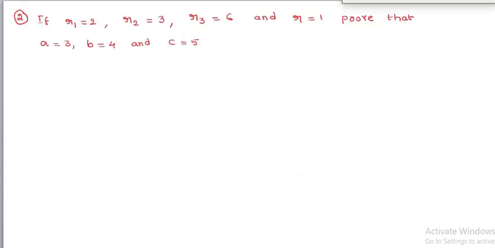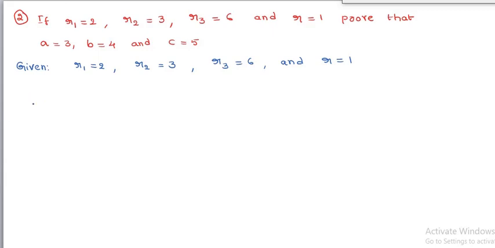So if R1 is equal to 2, R2 is equal to 3, R3 is equal to 6 and R is equal to 1, prove that a is equal to 3, b is equal to 4, c is equal to 5.